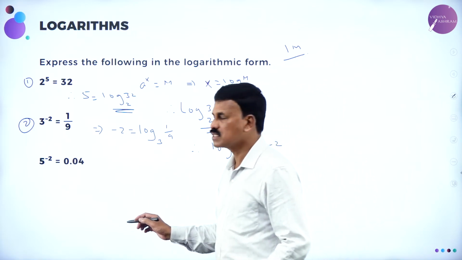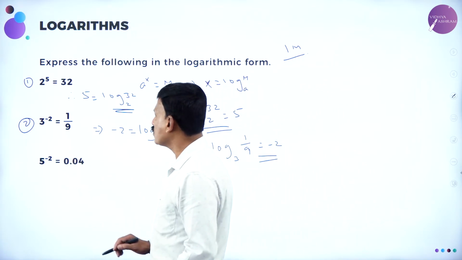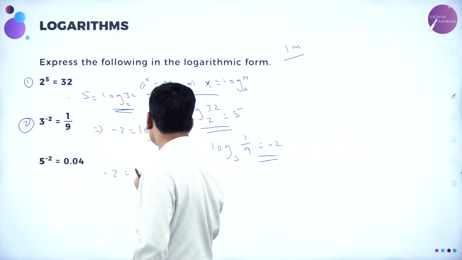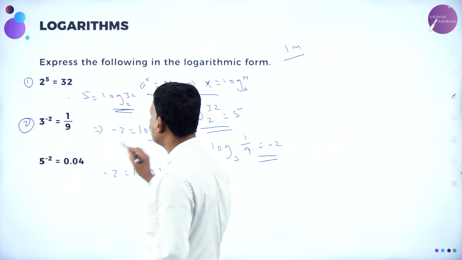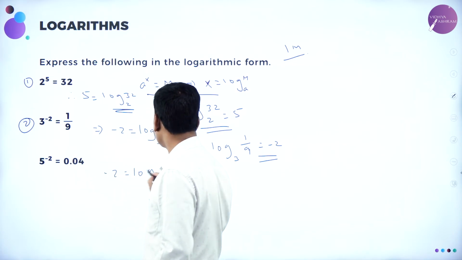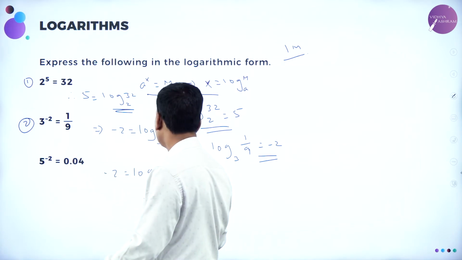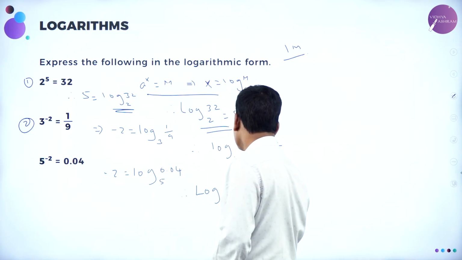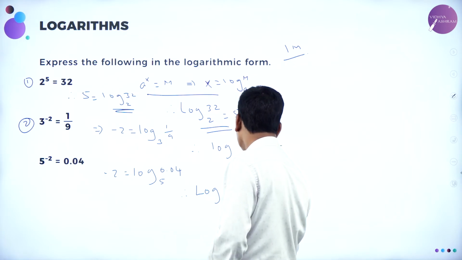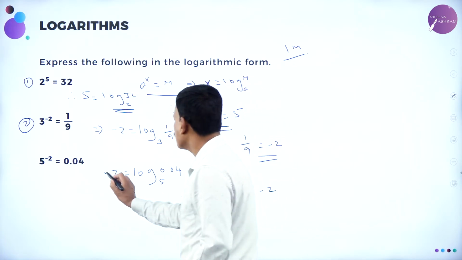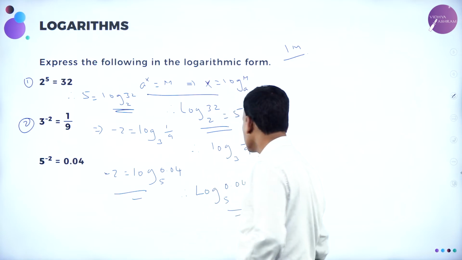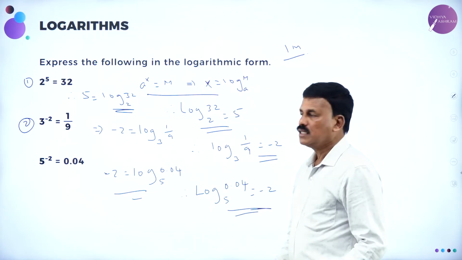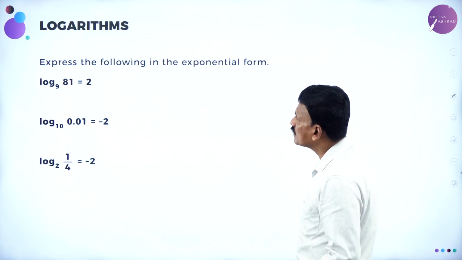Now let us come to this. This is a to the power of x is equal to m. According to the definition, what is x here? Minus 2 is equal to logarithm of m. What is m here? 0.04 to base 5. So we can write logarithm of 0.04 to base 5 is equal to minus 2. This is how we are going to write the logarithm for the exponent form. Let us come to the next set of problems.